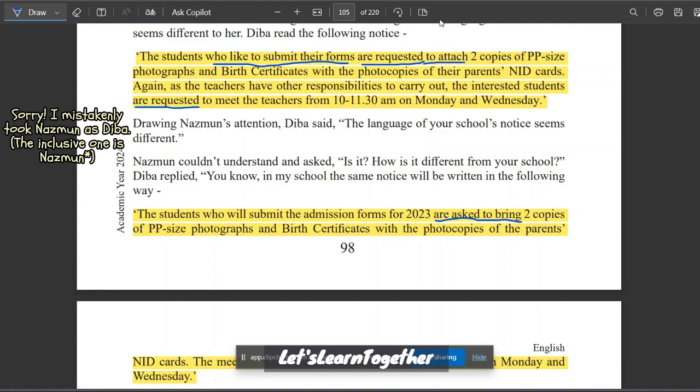However, this one is more inclusive than this one, right? This one sounds more polite than this one. This one is more like a direct command. Okay, so the neutralization of power is not very much visible in this phrase.